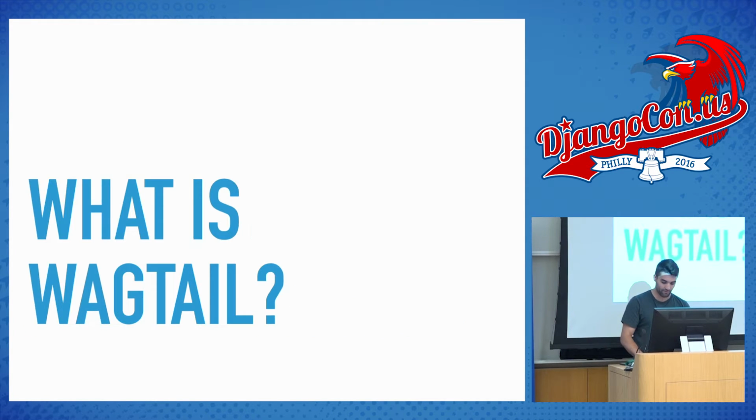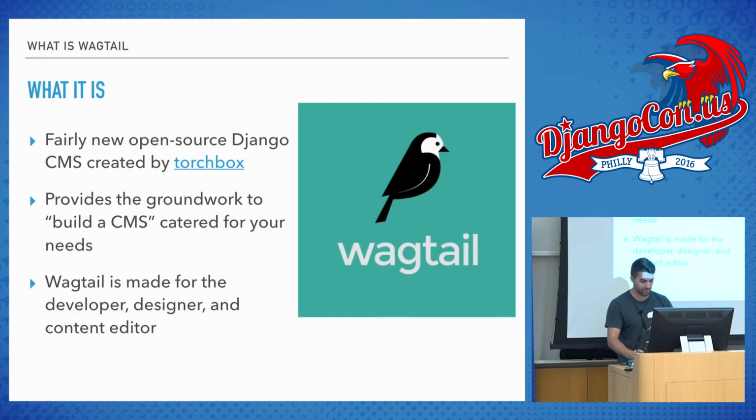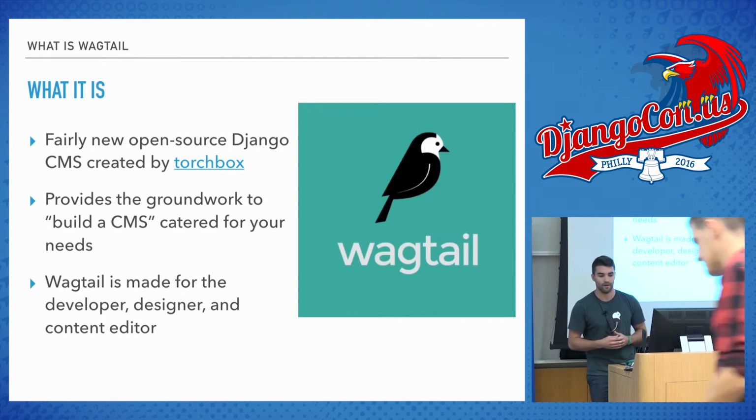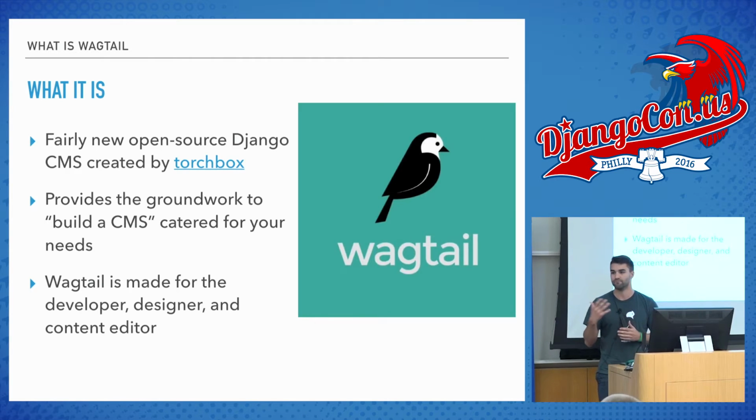So, for those of you that don't know, Wagtail is a pretty new open source Django CMS created by Torchbox, and it basically provides this sort of groundwork to build your own CMS, and that's in quotes because it gives you a lot of things that you would expect from a regular CMS, things like a great admin, or the ability to have a publishing system. Really anything like a way to manage documents, images, things like that.